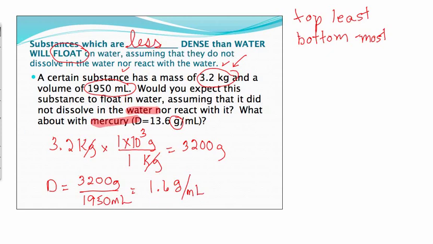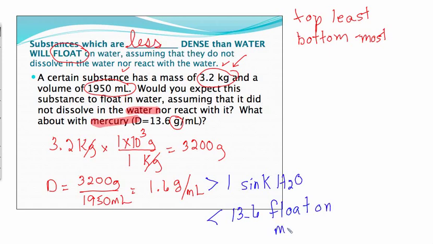Now, in this case, I'm not so worried about what the density is because the question asks us, will it sink or float? Well, this number is greater than 1, so it's going to sink to the bottom if there's water present. But it's less than 13.6. And that means it's going to float on top of a column of mercury.